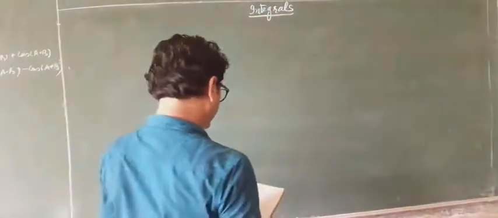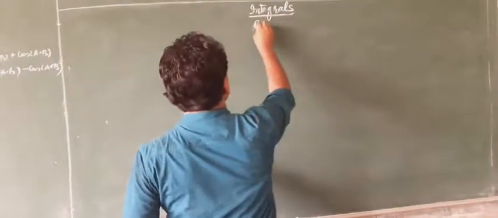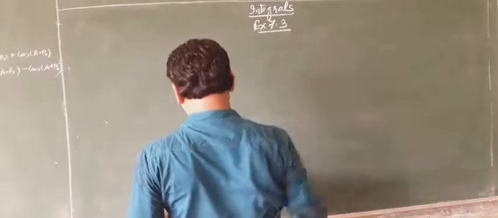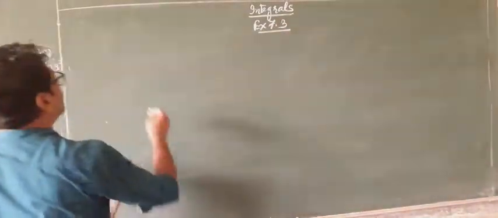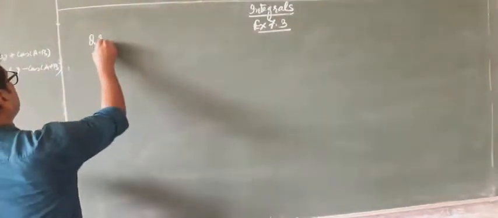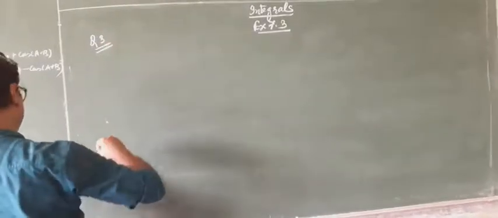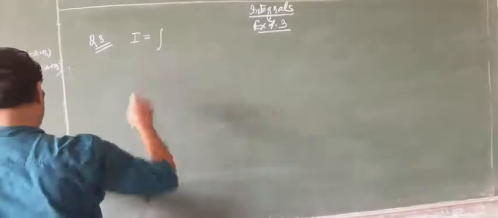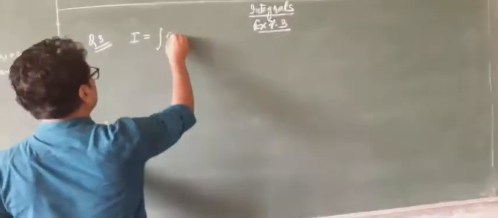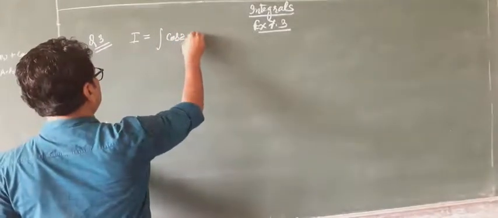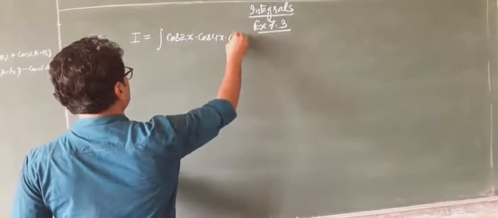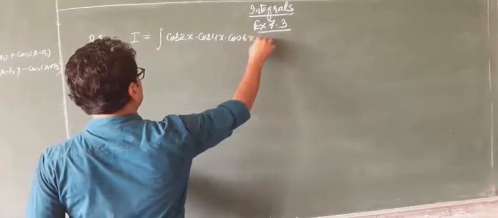Integrals, exercise 7.3, and question number 3. Integrate cos of 2x, cos of 4x and cos of 6x.